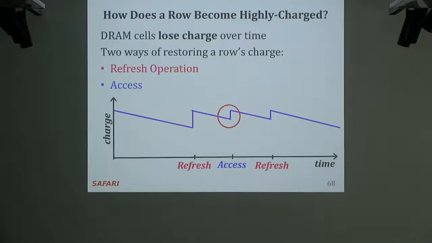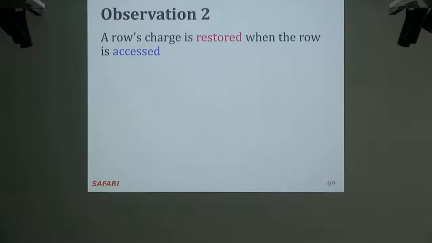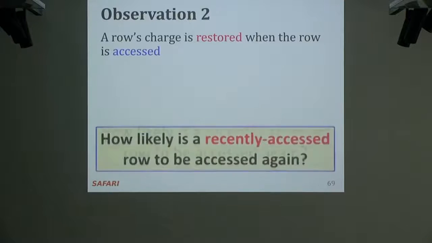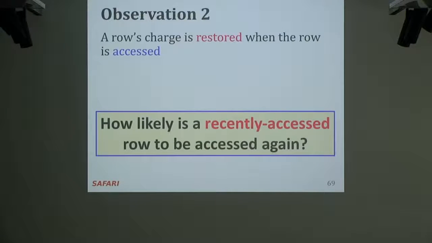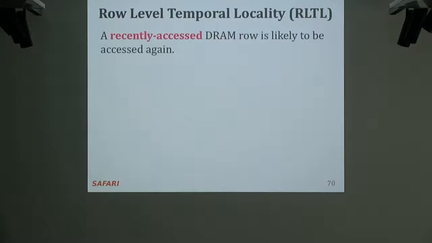Right? And because of locality in programs, row-level temporal locality that I'm going to show, after you access a row, you're very likely to access it again. So we can exploit that a lot. So a row's charge is restored when the row is accessed. That's the second observation. The next question is, how likely is a recently accessed row to be accessed again? And it turns out very likely.